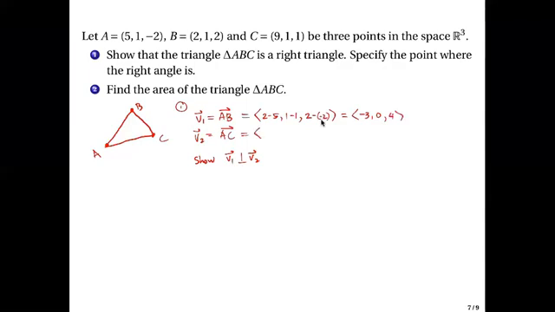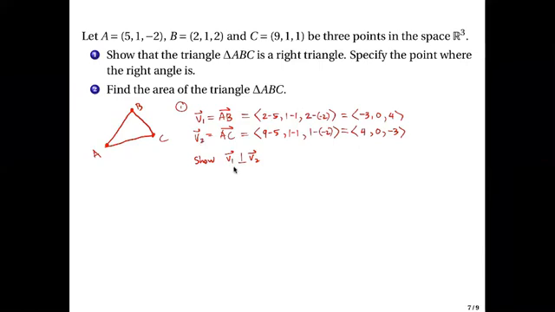And then for the AC, we have 9 minus 5, 1 minus 1, and then 1 minus negative 2. So in here, we have 9 minus 5, that's 4. 1 minus 1, that's still 0. 1 minus negative 2, that's negative 3. So we have these two vectors now, V1 and V2.